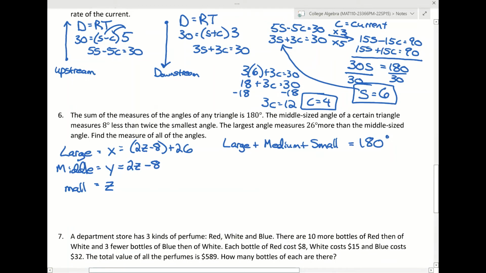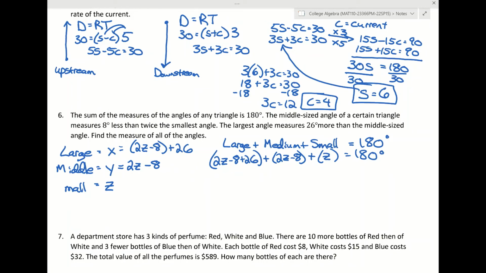Because we only have one variable, we could just make one equation here. And we have 2z minus 8 plus 26 plus the medium, which was 2z minus 8, plus the small, which was just z, and that's equal to 180. And like I told you before, the algebra is the easiest part of these. The hardest is just setting it up.